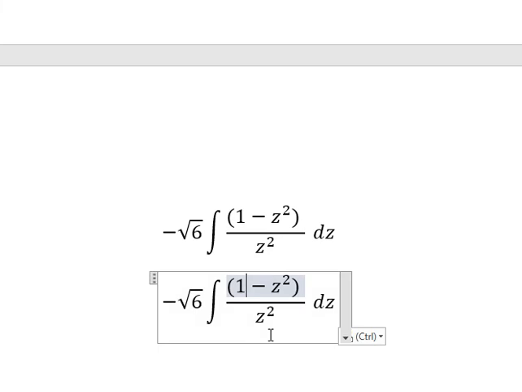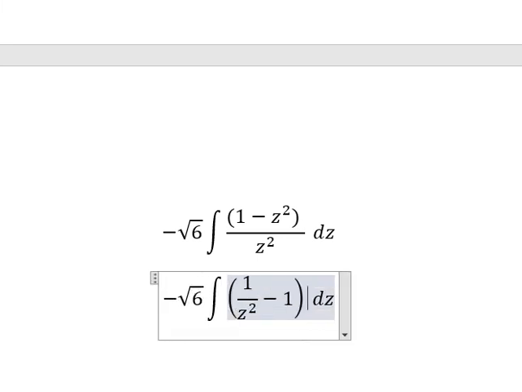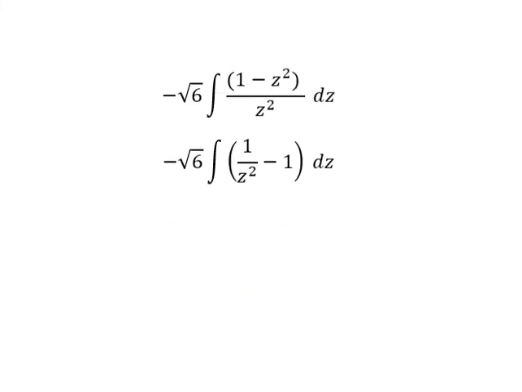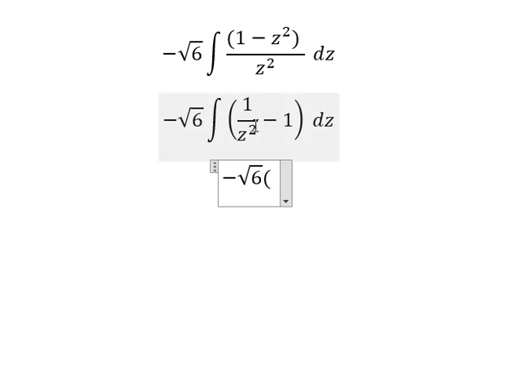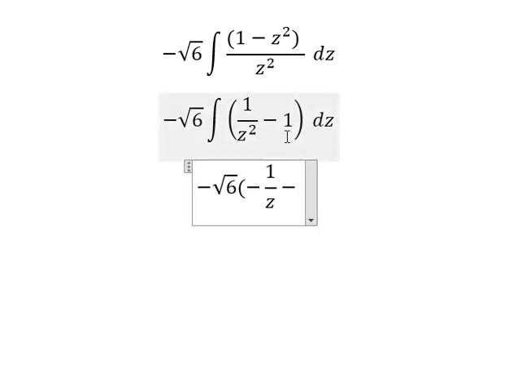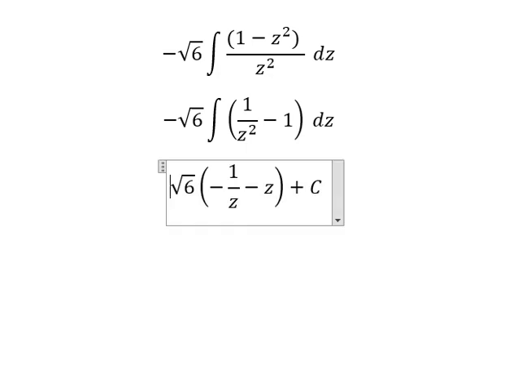So we have 1 over z squared, and z squared divided by z squared. So we have 1 over z squared minus 1. And now we have the final answer. The integration of this one, we have negative 1 over z. This one we have z, and I will put c. So negative, negative, and negative, we simplify.